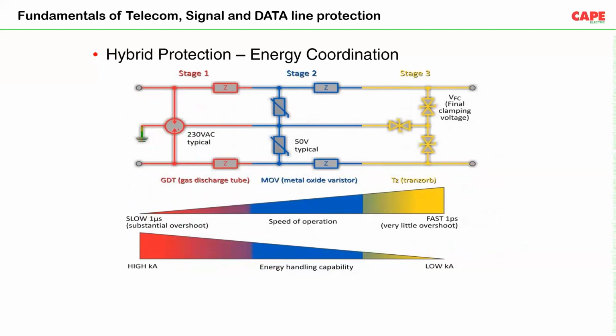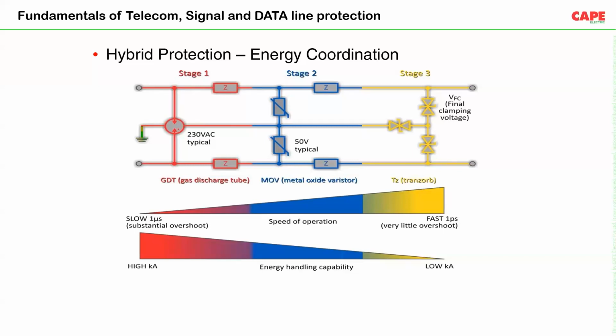So to protect normal data equipment or for signal protection, various components are used together to give the optimum protection. This is an example of such a device, where a GDT, a metal oxide varistor, and a transorb, also known as diodes, are used to give the optimum protection. This kind of protection can be achieved in stages. It is very important to ensure that there is energy coordination between all three, the GDT, metal oxide varistor, and the diodes. Now, you see stage 1, stage 2, and stage 3.